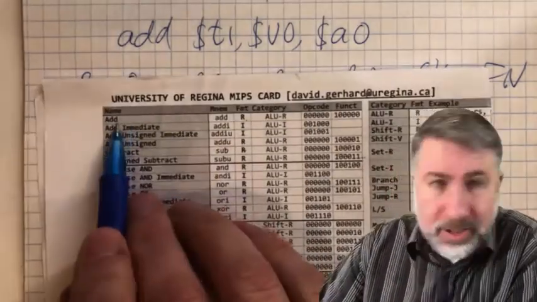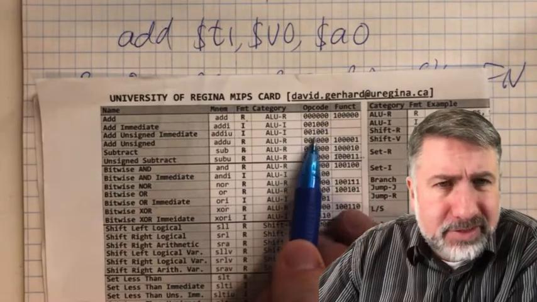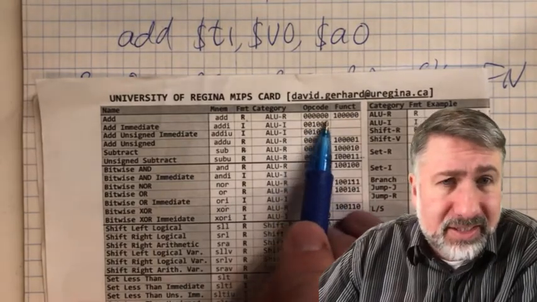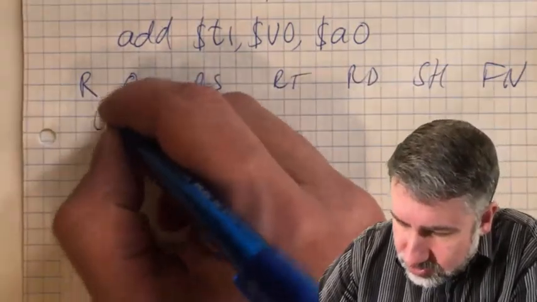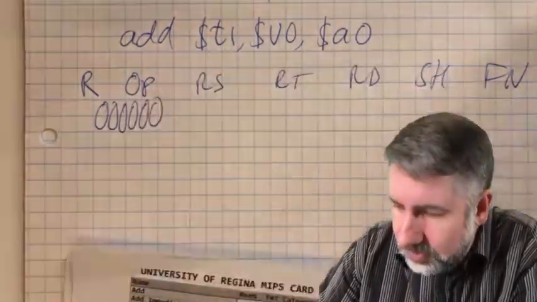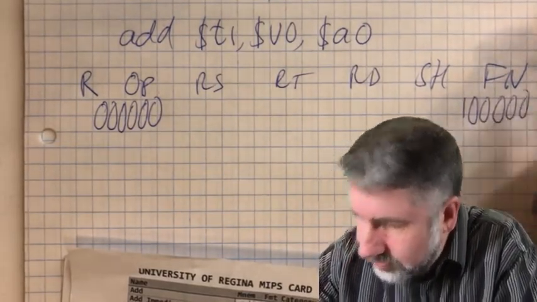So we'll look back at the top and look at add. The opcode is here. It's all zeros. A lot of opcodes are all zeros. We'll talk about that in a second. And the funct code is 1, 0, 0, 0, 0, 0. So opcode is 6 zeros, 0, 0, 0, 0, 0, 0. And the function code is 1, 0, 0, 0, 0, 0.